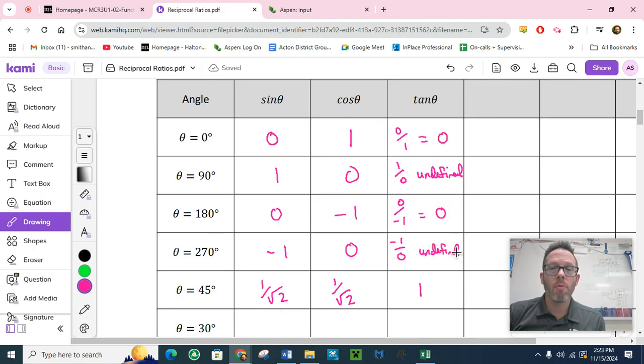And if you guys want to humor me, you can try that yourself. Try sine 270. Your calculator will spit out -1. Try cosine 270. Your calculator will spit out 0. Try the tan of 270. Your calculator will spit out an error message because it's undefined.